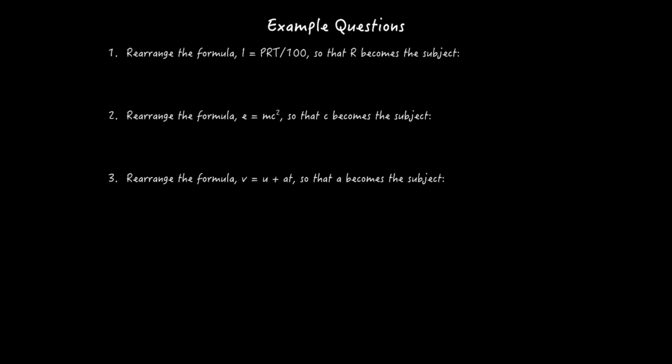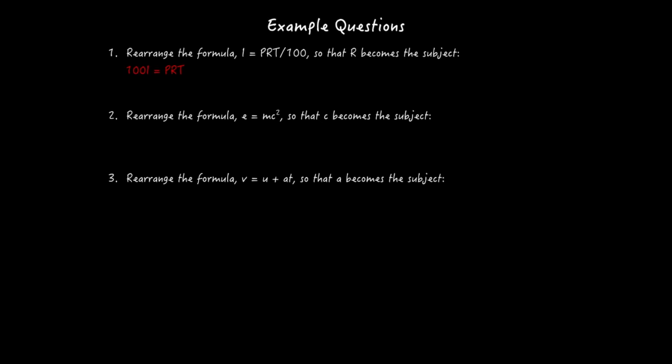Let's go through some example questions to get a better understanding of the topic. The first question says, rearrange the formula I is equal to PRT divided by 100 so that R becomes the subject. First of all, to rearrange the formula so that R becomes the subject, we need to get rid of the divided by 100. Therefore, we need to use the inverse operation of multiplication and multiply both sides by 100. Therefore, we get 100I is equal to PRT.